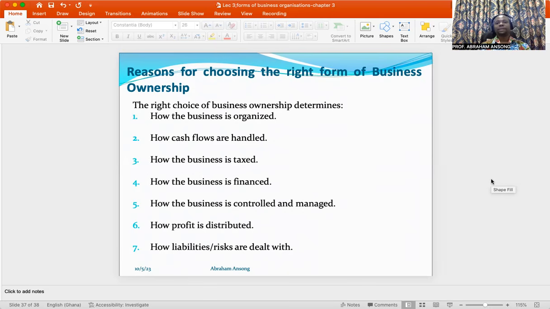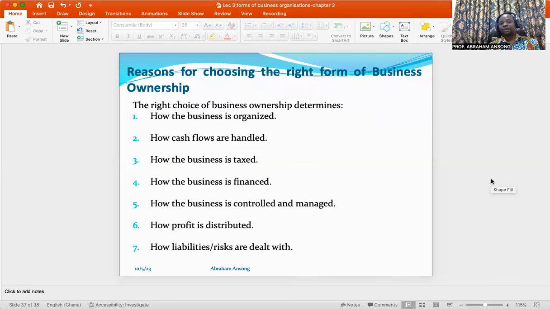Okay, so what are some of the reasons for choosing the right form? There are implications. Whether you go for sole proprietorship, partnership, or companies, there are consequences. Okay, so why is it important to know the right form, whether to go for sole proprietorship, partnership, or companies? All right, point one: how the businesses are organized is different. Yes, the management and the governance structure in these businesses are not the same.